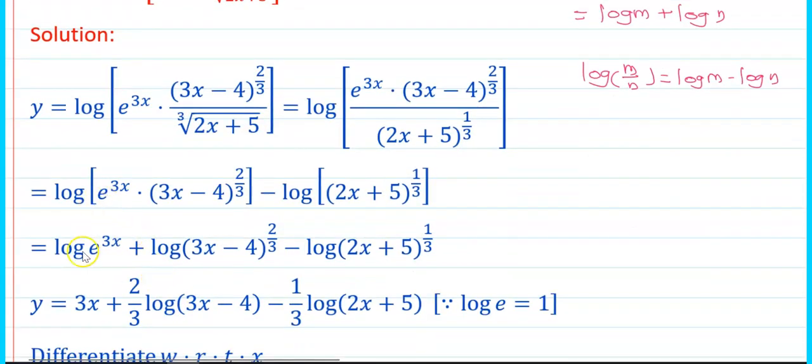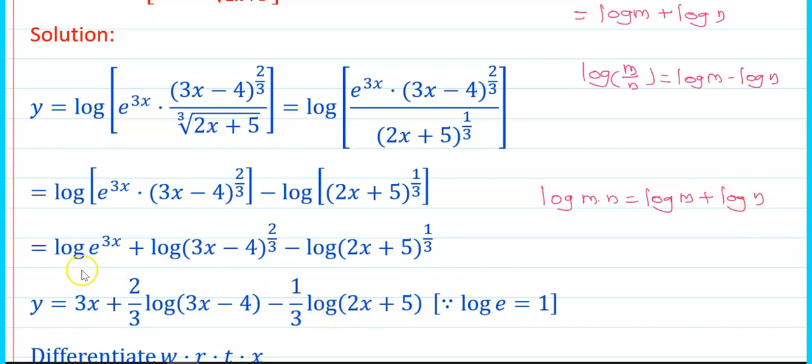That is log of e raised to 3x plus log of (3x minus 4) raised to 2 by 3. Which rule did we use here? Product rule. Again, I will write that rule here. Log of m into n is equal to log of m plus log of n.